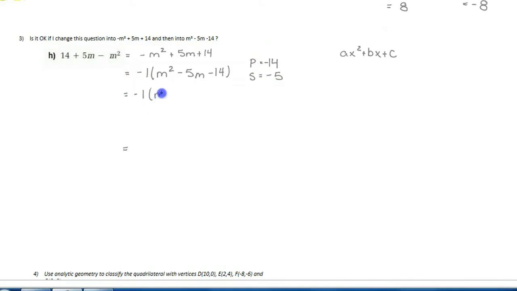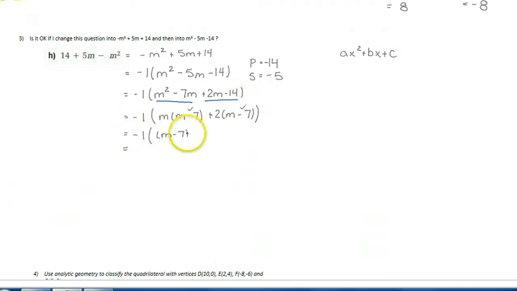So I can apply decomposition, of course, here. m squared minus 7m plus 2m minus 14. And now I'm going to apply factoring by grouping. Remember what factoring by grouping is, where I factor the first two and I factor the second two. So we keep going here. We're going to get m bracket m minus 7 plus 2 bracket m minus 7. And I feel good because those binomials match. And then I factor those binomials, so I get negative 1 bracket m minus 7, m plus 2. And that factors to negative 1 times (m minus 7) times (m plus 2).